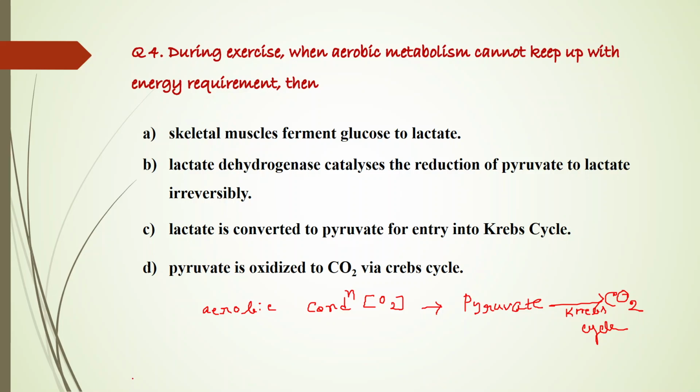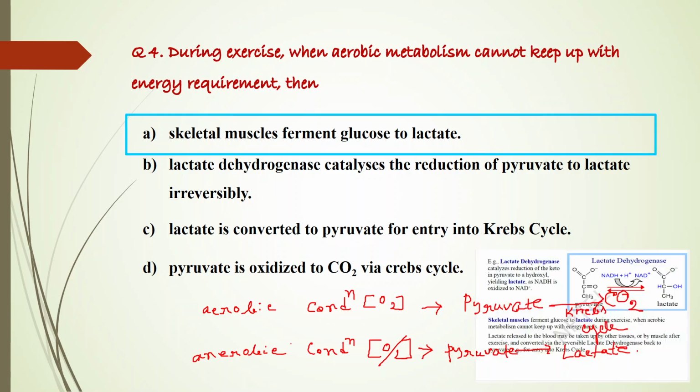But in case of anaerobic condition, that means there is deficiency of oxygen, in that case, pyruvate will be converted to lactate. And how does this happen? This happens through the skeletal muscles that ferment the glucose to lactate.